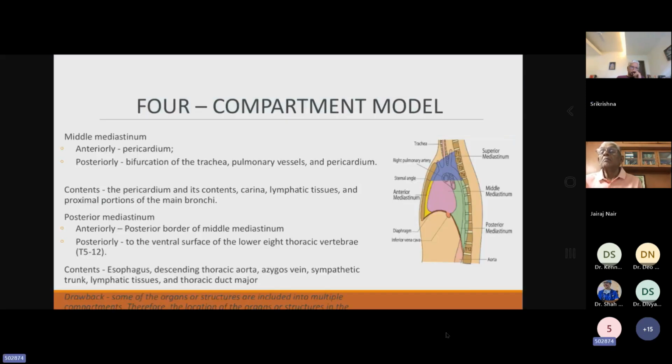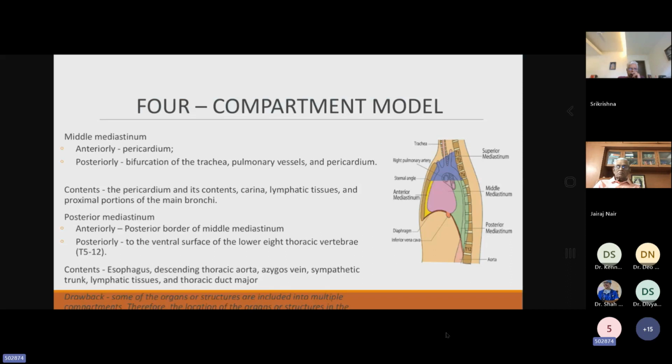The middle mediastinum is bounded anteriorly by the pericardium, and posteriorly by the bifurcation of the trachea, pulmonary vessels, and pericardium. Its contents include the pericardium and its contents, including the heart, great vessels, carina, lymphatic tissues, and proximal portions of the main bronchi. The posterior mediastinum is bounded anteriorly by the posterior border of the middle mediastinum and posteriorly by the lower 8 thoracic vertebrae and the paravertebral fascia. Contents include the esophagus, descending thoracic aorta, azygos vein, sympathetic trunk, lymphatic tissues, and thoracic duct.